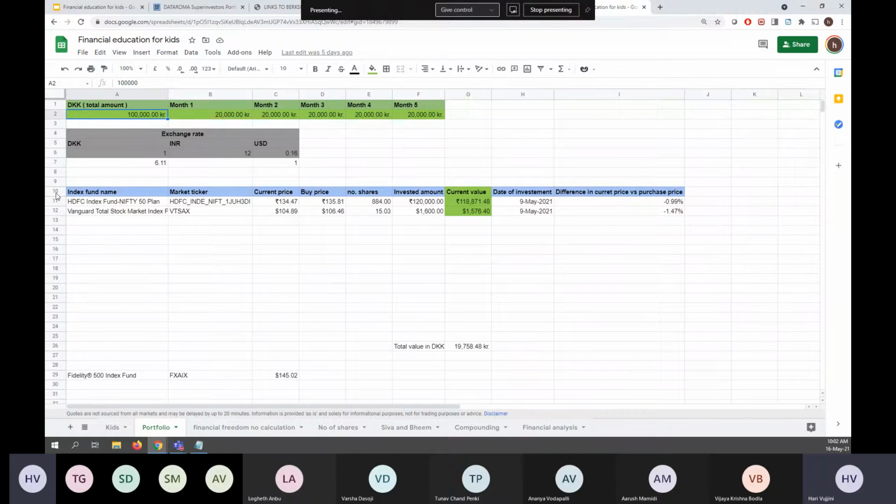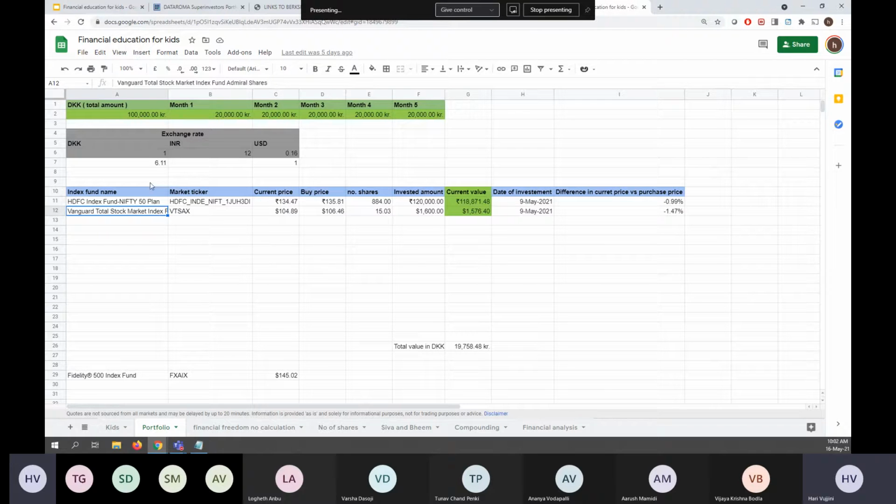When I am investing in index funds, as you know, we decided to invest in two index funds, right? So I picked two index funds here. One is the HDFC index fund, which tracks the Nifty 50, the top 50 companies of India. So I'm betting on the top 50 companies of India when I invest in this index fund. The second index fund that I picked is the Vanguard Total Stock Market Index Fund. It's all the US companies.